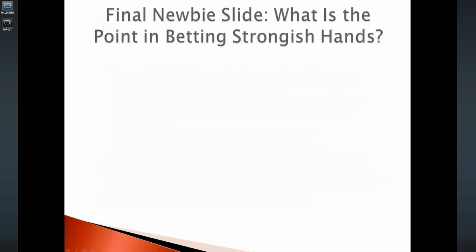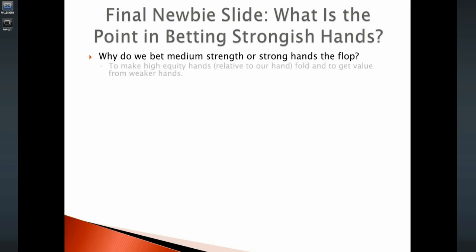The final newbie slide before we go into much more in-depth stuff. What is the point in betting strongish hands? We've already talked about this a bit, but it's important we understand this extremely well. Why do we bet medium strength or strong hands on the flop? Pause for a moment and think, but you should know the answer quickly. To make high equity hands relative to our hand fold and to get value from weaker hands.